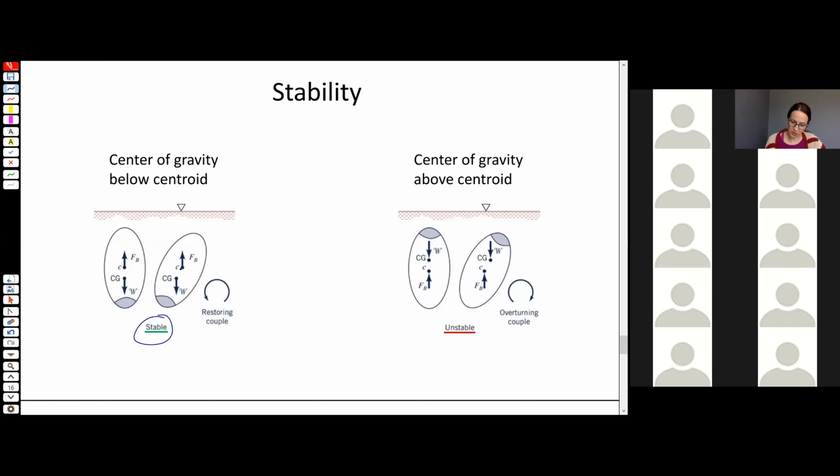If you look over on the right, if the center of gravity is above the centroid, then the weight is pointing down on top and the buoyancy is pointing up on the bottom, and that gives rise to an overturning couple and an unstable situation. So super straightforward. If the center of gravity is below the centroid, then it's stable to perturbation.